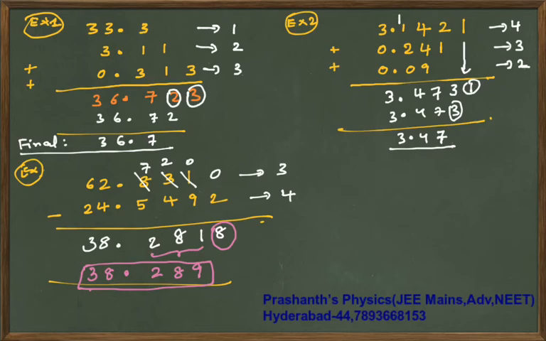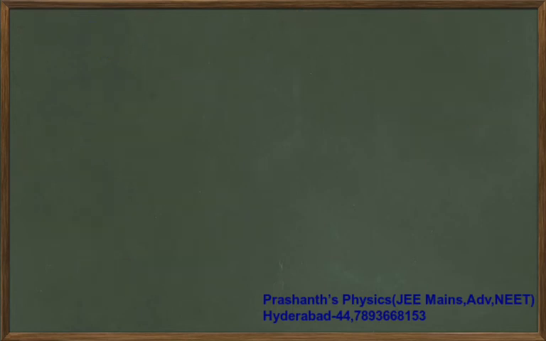Okay, so like this you are supposed to simplify. Next, coming to the multiplication part. Our next rule is multiplication. For addition and subtraction we have looked at decimal places. Now for multiplication and division we look at significant figures. For multiplication and division we will take care of significant figures.